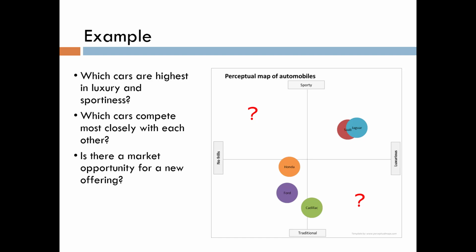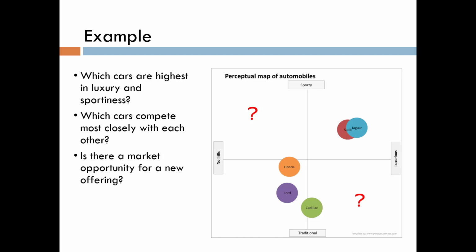You could also argue that there is a gap on the bottom right part of the map because there is no car that is high in luxury like Jaguar and traditional like Cadillac. Now, this may represent an opportunity to introduce a new car with that combination of attributes, either a sporty and no-frills car or a luxurious and traditional car.